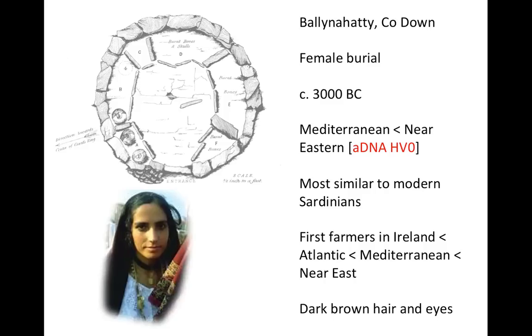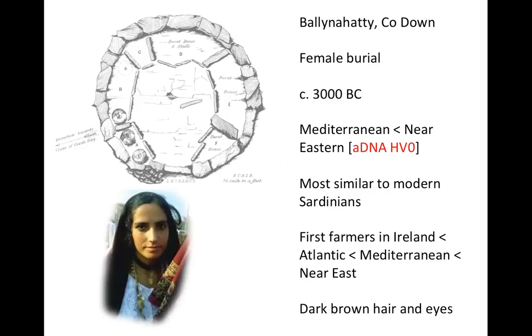She dates to around 3000 BC, but before that, her mitochondrial DNA indicates that her background is Mediterranean and ultimately from the Near East. Genetically, she would be most similar to modern Sardinians, and Sardinians are basically regarded almost as the gold standard of what the remnants or the relics of Near Eastern farmers would appear like. So I give you a picture of a Sardinian there below. And so it would suggest that the first farmers in Ireland came up along the Atlantic from the Mediterranean and ultimately from the Near East, and had the genes for dark brown hair and eyes.